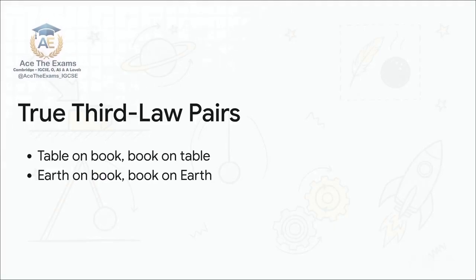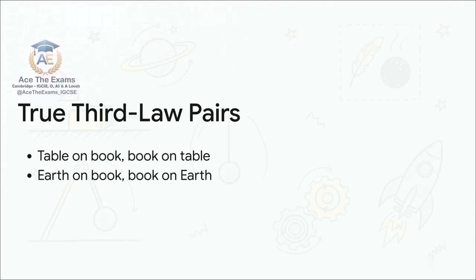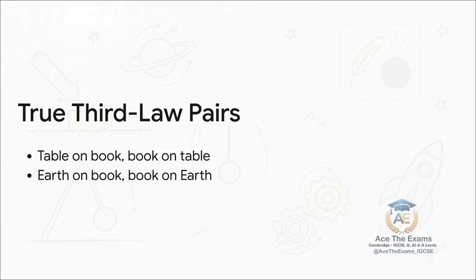Which brings us to a crucial question. What are the true third law pairs in this scenario? Let's untangle them. First off, the table pushes up on the book with a force we'll call R. In response, the book pushes down on the table with an equal force, R prime. Notice how those act on different bodies? Table on book, book on table.